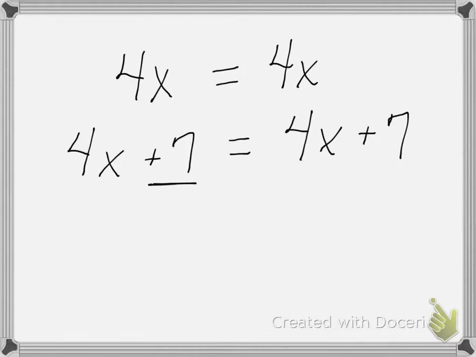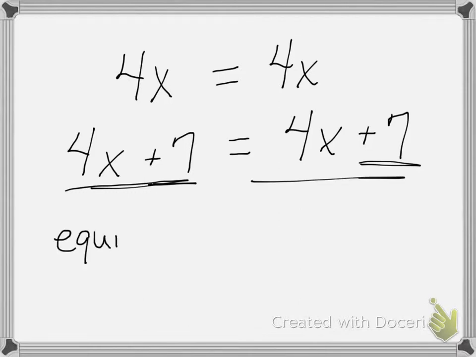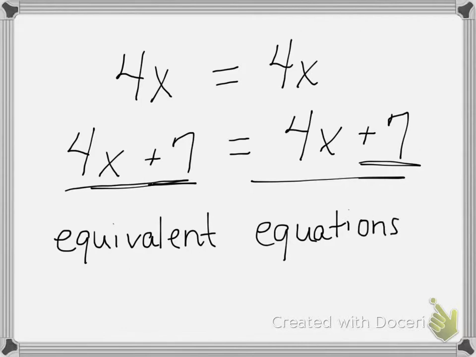So I added 7 on this side. I must also add 7 on this side of the equal sign. When you have equations with the same solution, they are called equivalent equations. As you can see, everything over here is the exact same as over here, so these are equivalent equations. And both of these words have EQU in them. Equal, equivalent equations. They're equal on both sides.